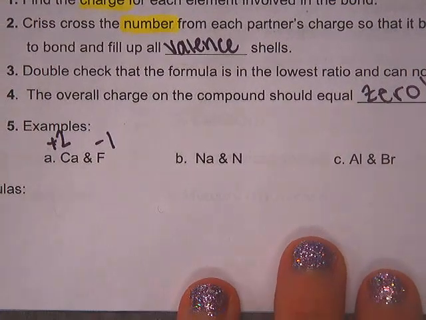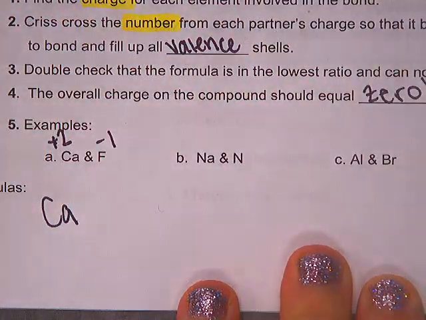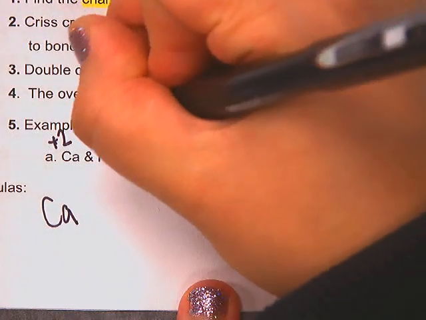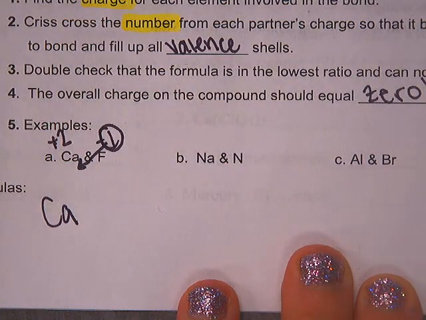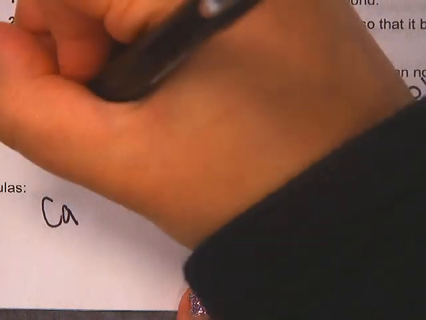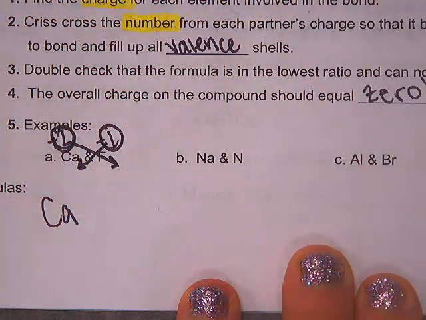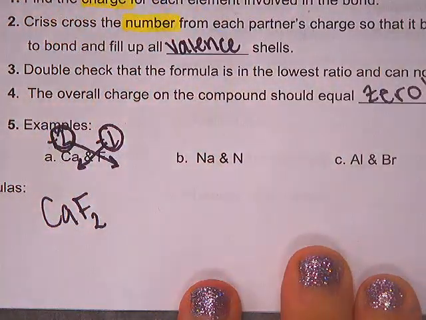So with those listed, the positive and negative tell you which one's going to come first, and so calcium comes first in my formula, Ca. This 1 for fluorine tells me that I need 1 calcium. And so just writing Ca tells me I have 1 calcium. This 2 over calcium tells me that I need 2 fluorines. So I would write F2.